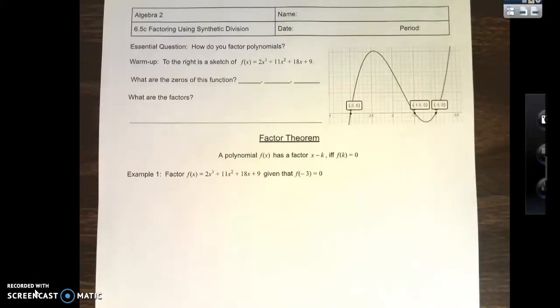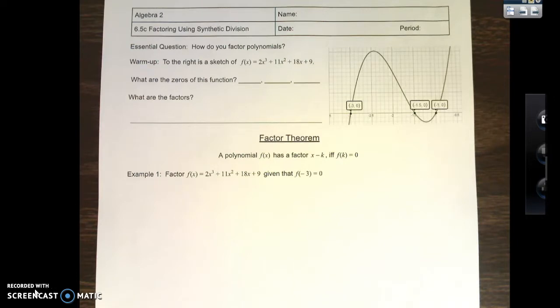Today we're going to be taking a look at a very, very important section called factoring using synthetic division, okay? Which is scary because there's a lot going on here, but let's jump in and take a look. It's only a whopping 2 questions with a warm-up, so we should be okay, all right? So our essential question today is, how do you factor polynomials?